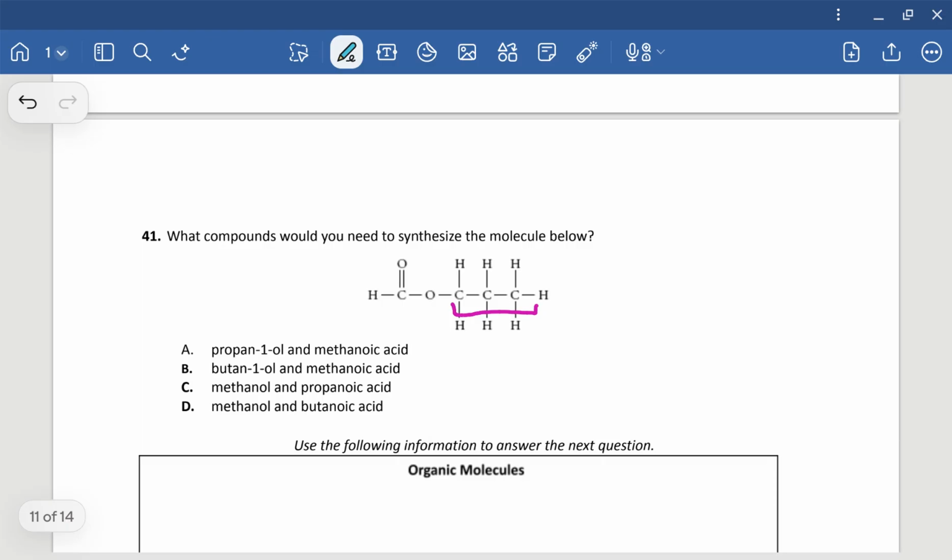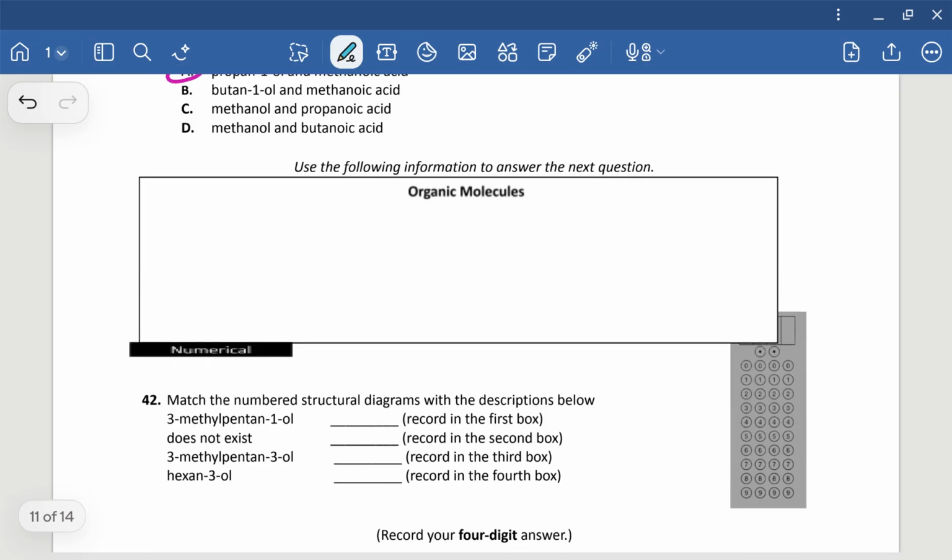And then the part that is containing that double bond to oxygen, that is coming from the carboxylic acid with just 1 carbon. That would be methanoic acid. So A is our best choice. Oh, and then once again, this didn't show up.